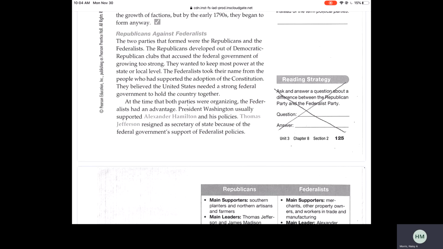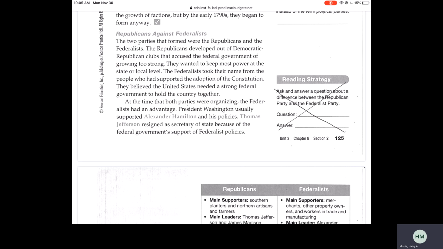All right, Republicans against Federalists. The 2 parties that formed were the Republicans and the Federalists. The Republicans developed out of Democratic Republican clubs that accused the federal government of growing too strong. They wanted to keep most power at the state or local level. The Federalists took their name from the people who had supported the adoption of the Constitution, and they believed the United States needed a strong federal government to hold the country together.